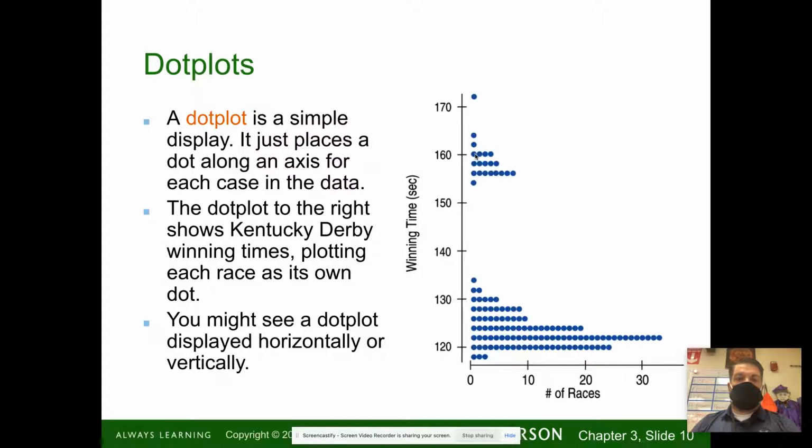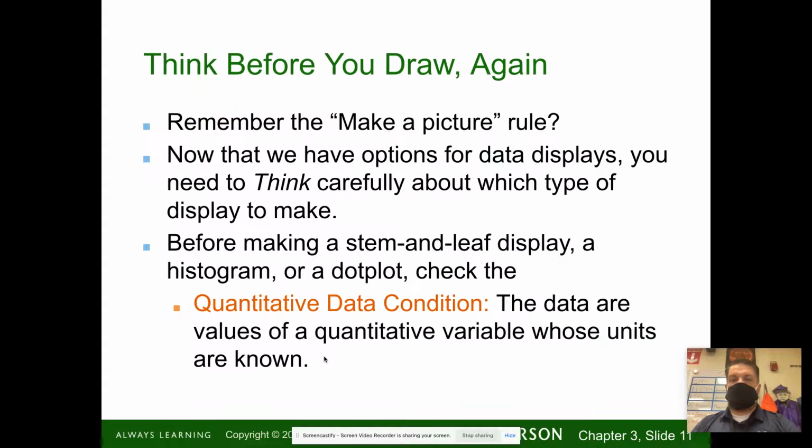So the one that we're looking at is the Kentucky Derby winning times, and they're basically just plotting each race with a dot, and that's the winning time. So you got a bunch of people here that won faster, and I don't know what happened here. Maybe it was raining or something, but you could see that there's a huge gap. It says you might see a dot plot displayed horizontally or vertically.